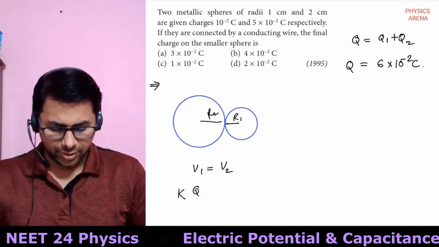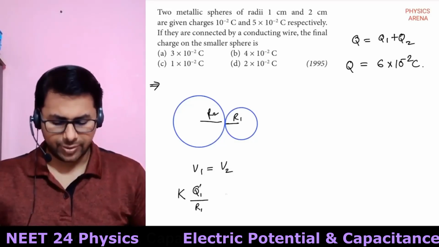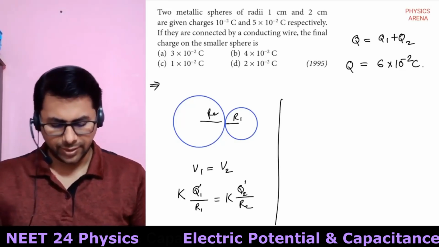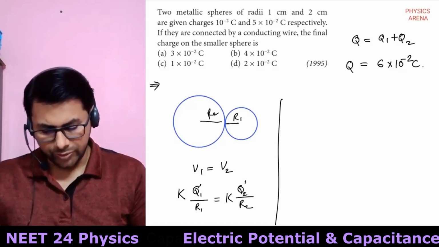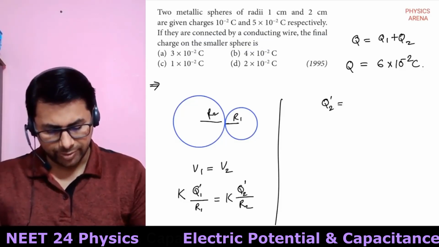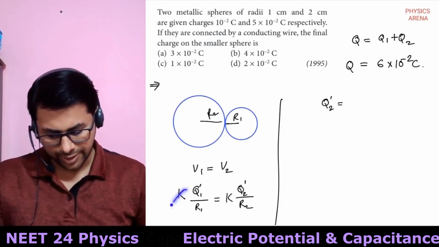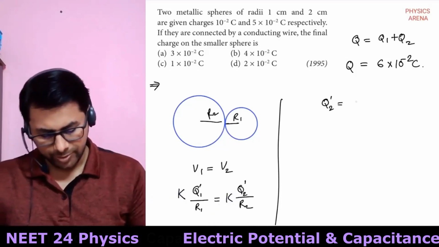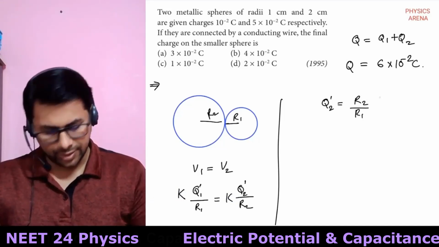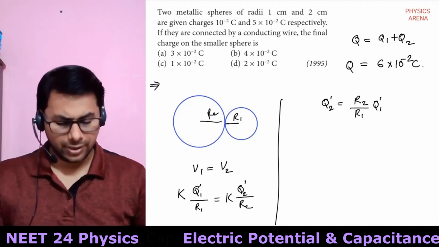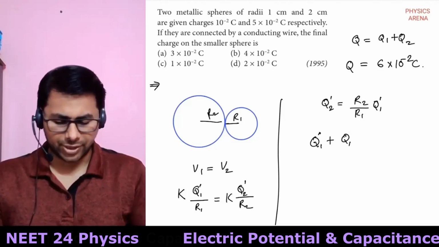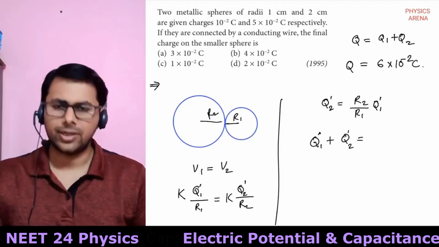So V1 is K times Q1 dash upon R1. V2 is K times Q2 dash upon R2, right? So we want what? The final charge on the smaller sphere. We want Q1. We can say Q2 dash will be equal to what? K will get cancelled. Take R2 on the other side. It will be R2 upon R1 times Q1 dash. But what remains conserved? Charge remains conserved. So Q1 dash plus Q2 dash is equal to what? Total charge Q.